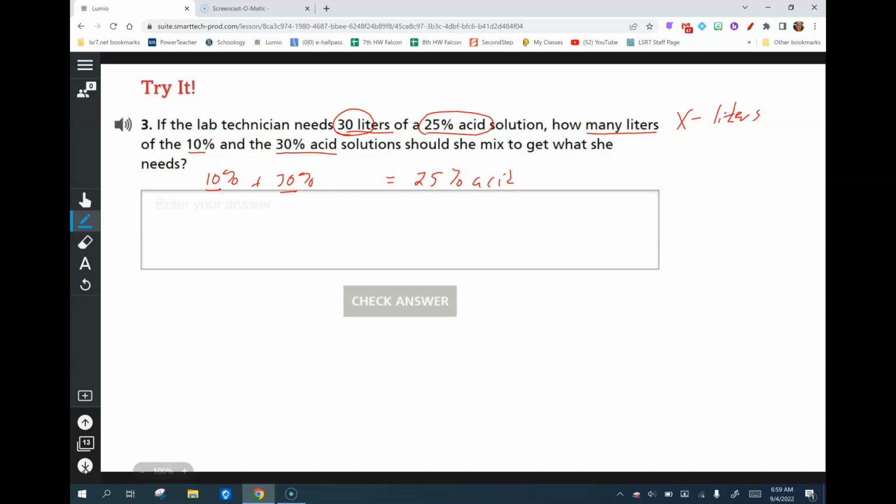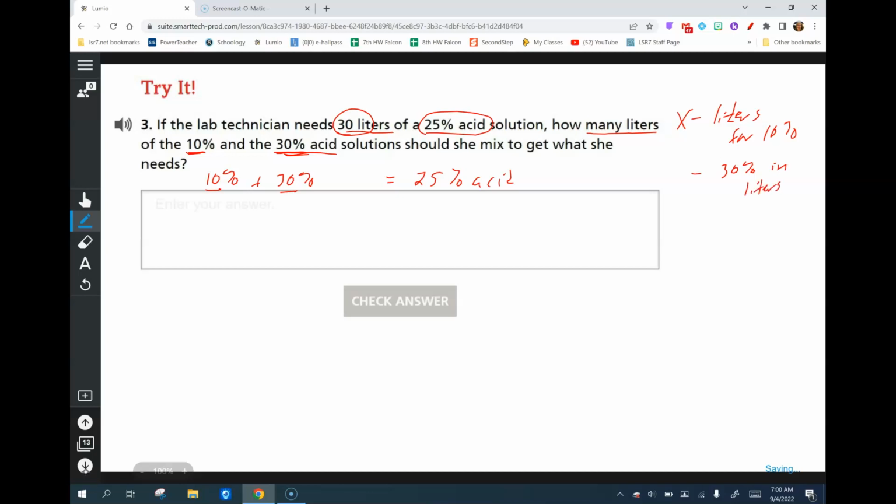And what we're going to do is choose one of them to be the variable, either the 10% or the 30%. I'm just going to choose that we need X number of liters for 10%. Now if that's what we need for 10%, what do I need for the 30%, in liters?